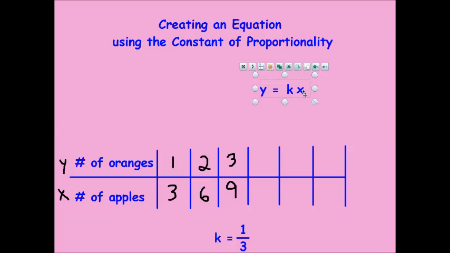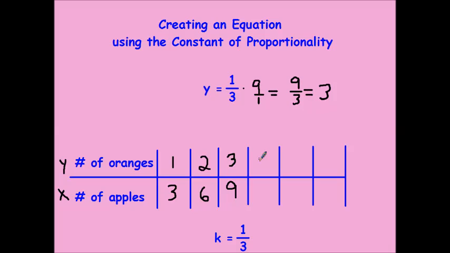Using the other equation, y equals kx, I'm going to replace k with the 1 over 3. That's the constant of proportionality. I'm going to replace x with 9. And if I multiply 1 over 3 times 9, I'm going to put a 1 under the 9. 1 times 9 is 9. 3 times 1 is 3. And that reduces down to 3 over 1, or just 3. I get my value for y.